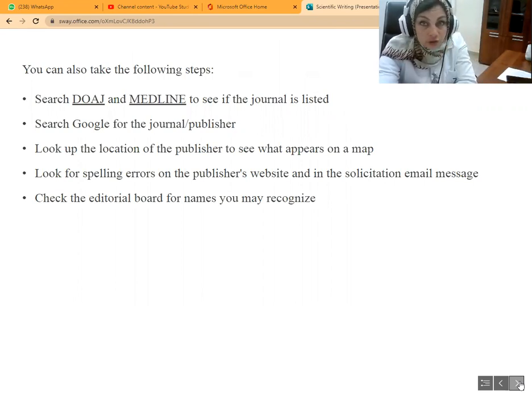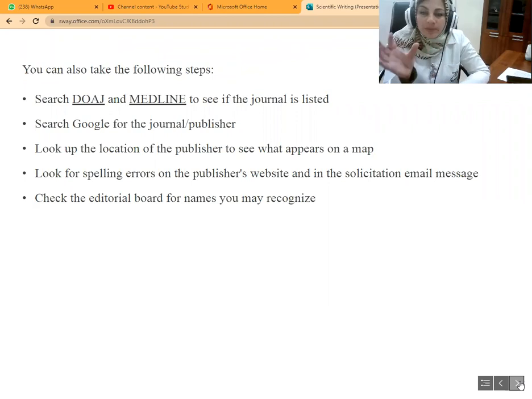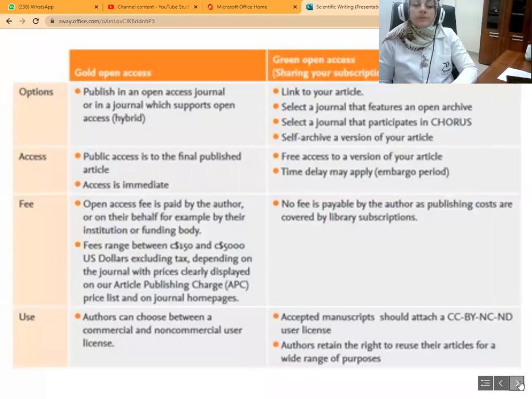Search for the publisher on Google. Look for the location of the publisher to see if they appear on the map or not. Look for spelling errors in the journal website, because if there are, that's a predatory journal. And check the editorial board, see names of people that you know. This tells you that this is a good journal.